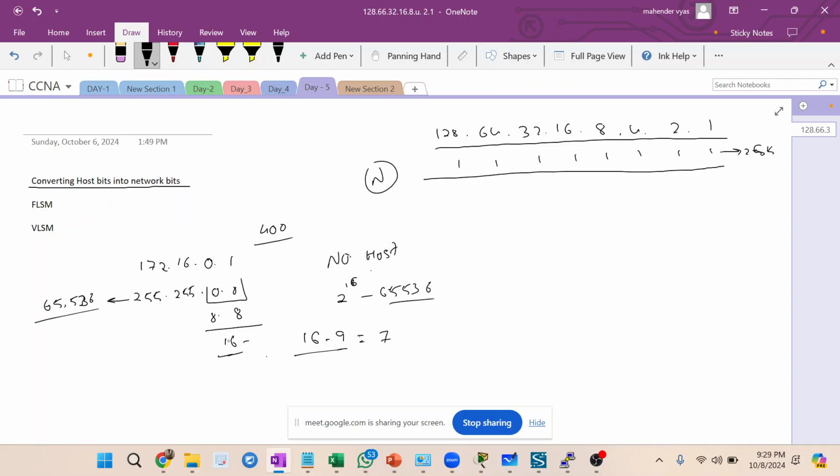So what I'll do, from this 8, I will convert 7 bits into a network. Instead of 8, I'll give it as a 7. If I give it as a 7, what would be the number now? We usually count from the left side. 1, 2, 3, 4, 5, 6, 7.